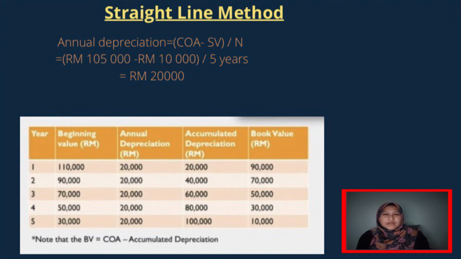And then how to calculate book value, you can see the note below that BV equals COA minus accumulated depreciation. Example, 110,000 minus 20,000 ringgit equal 19,000 ringgit. Then BV the first year carry forward to second year. So in other years, use the same way, then you should remember that BV value in the last year should be the same as salvage value, which is 10,000 ringgit.